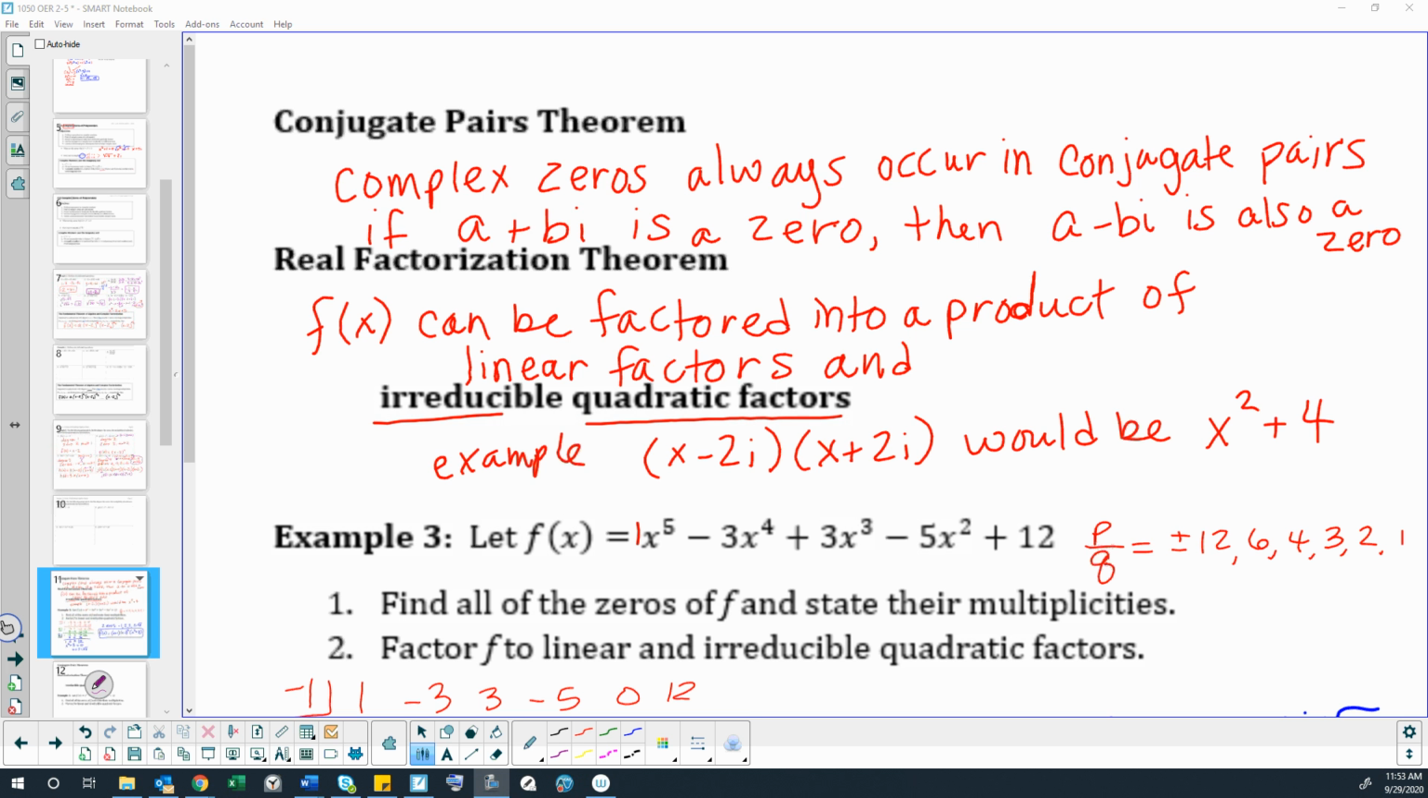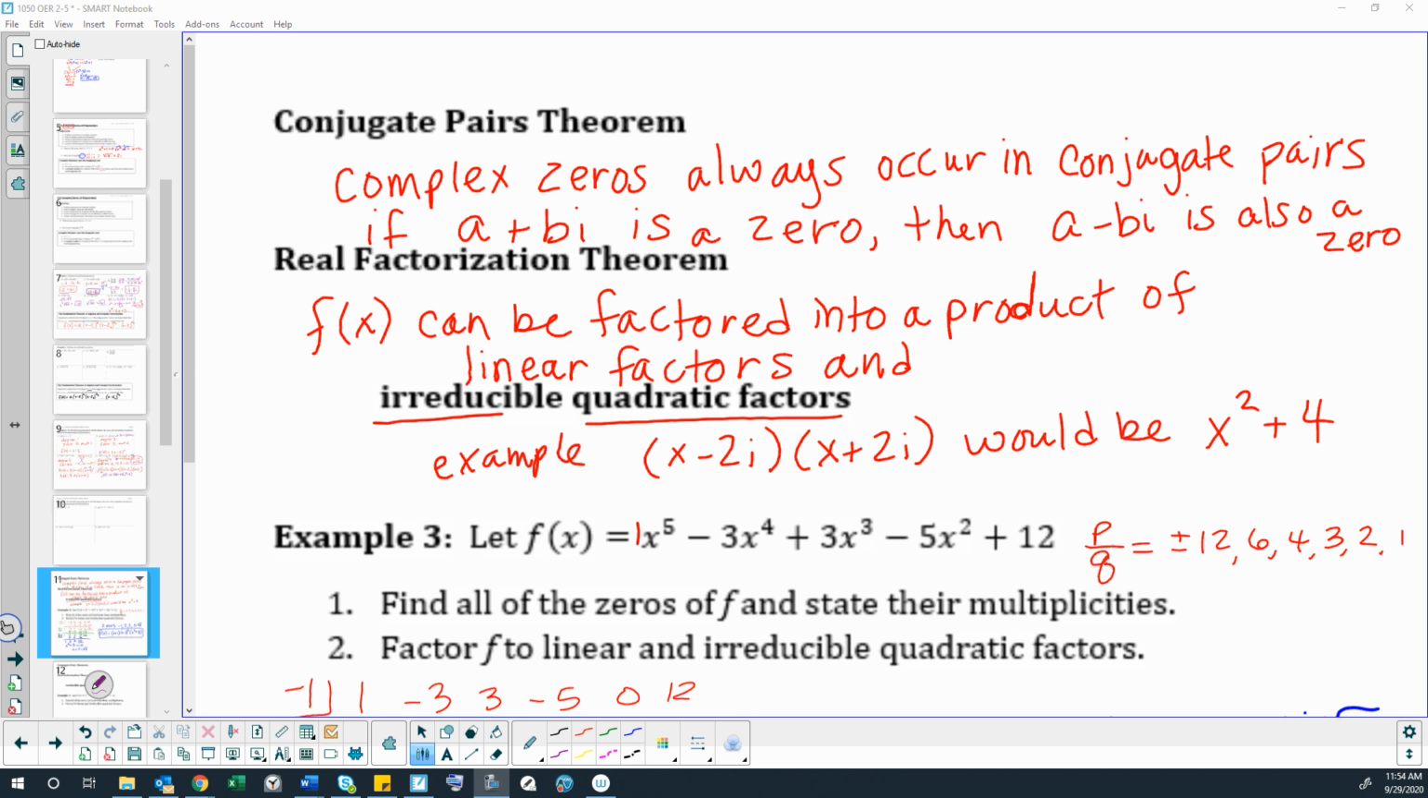We use conjugates sometimes when we're trying to get stuff to cancel when we're multiplying it together, because it turns into a difference of squares, and so it gets rid of our middle term. So you'll never have imaginary zeros occur in odd numbers. You'll never have 1 imaginary zero or 3 imaginary zeros. They will always be in pairs. You'll have 2 or 4 or 6 or 8. They'll always be in conjugate pairs.